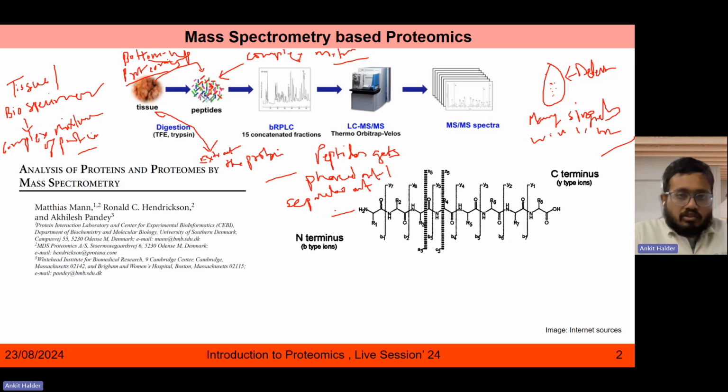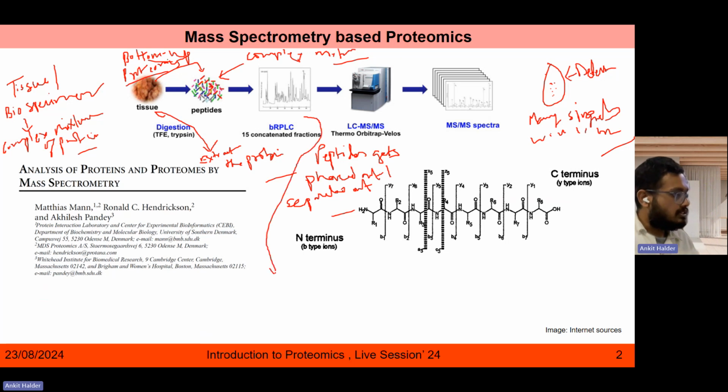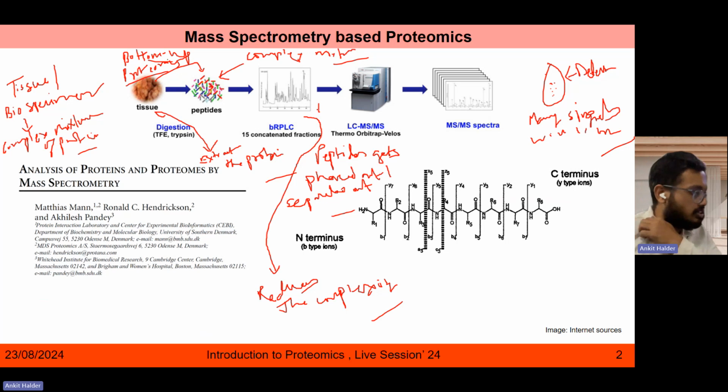The peptides get phased out or separated out so that we can reduce the complexity. So this process reduces the complexity of the mixture. Then finally we can ionize it. We will be looking in some moment at the ionization procedure, and how and why it is done.